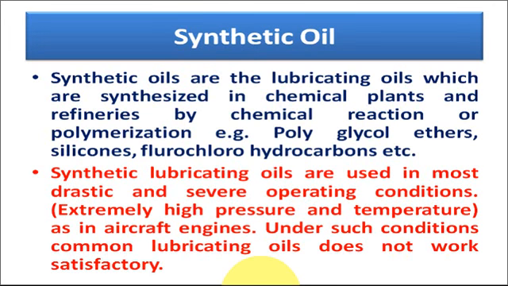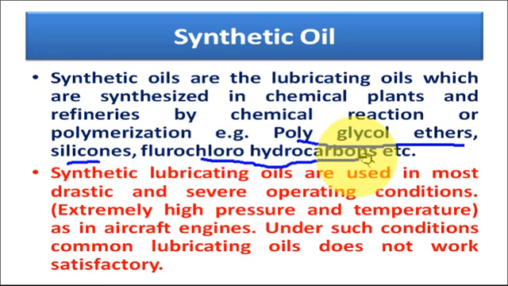Now the fourth category of lubricating oil is the synthetic oil. Basically, synthetic oils are lubricating oils which are synthesized in chemical plants and refineries by chemical reactions or polymerization. For example, polyglycol ethers, silicones and fluorochlorohydrocarbons. So basically synthetic oils are artificial or man-made oils with the desired quality.